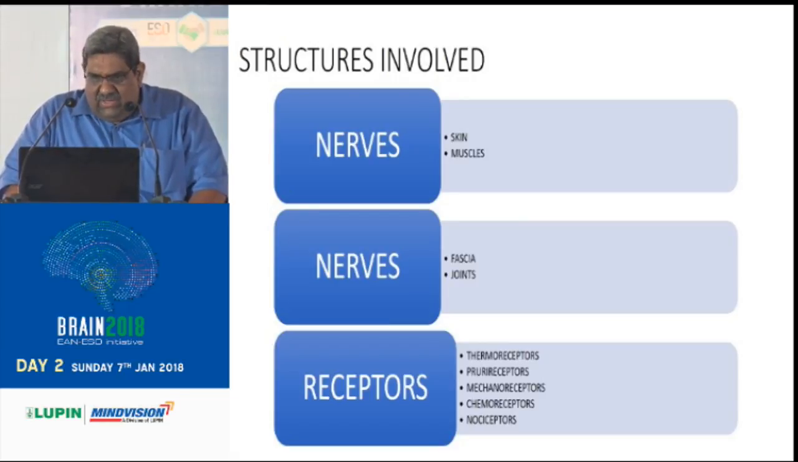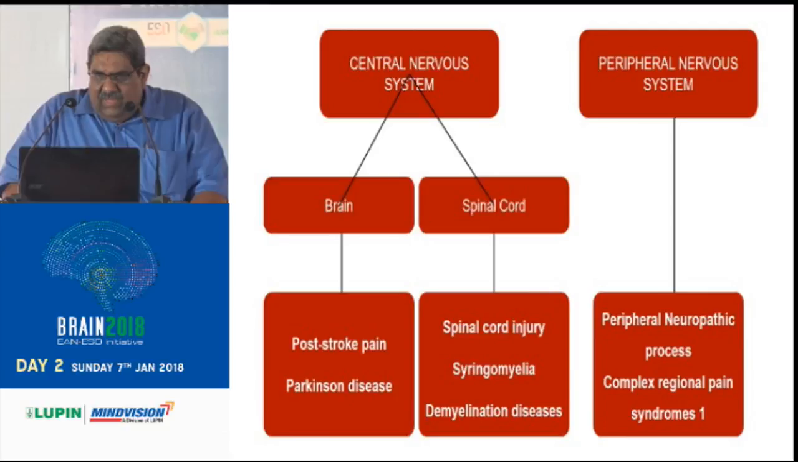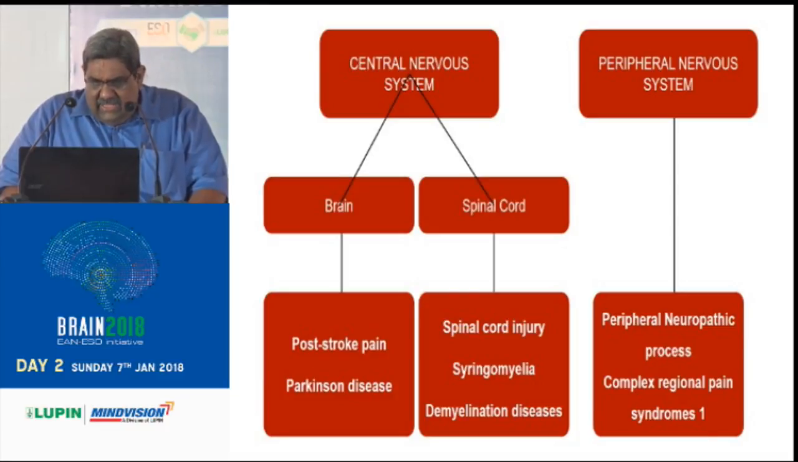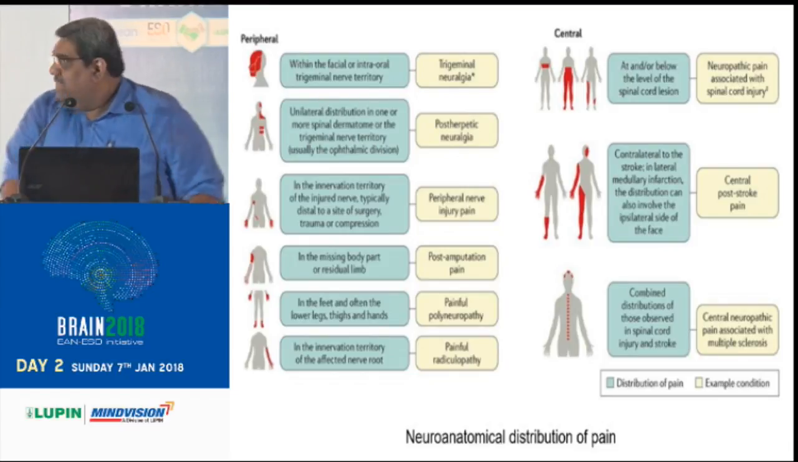So neuropathic pain is a severe chronic disease that follows any injury to the somatosensory system, characterized by spontaneous pain, distortion, and exaggeration of pain, and peripheral nerve pathologies are generally considered easier to treat compared to central pain. Already you have heard a lecture. So the central nervous system, it could be the brain, where post-stroke pain and the pain of Parkinson's also come into central neuropathic pain, which is a very big topic on its own, and spinal cord injuries, syringomyelia and other demyelinating disease in the spinal cord, and the peripheral nervous system, peripheral neuropathic processes, complex regional pain syndromes, and the various others. Just to take you through the peripheral, you see the distributions of each of them.